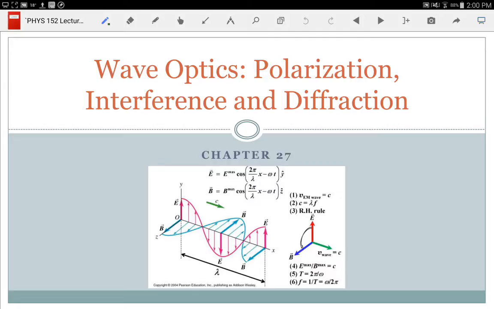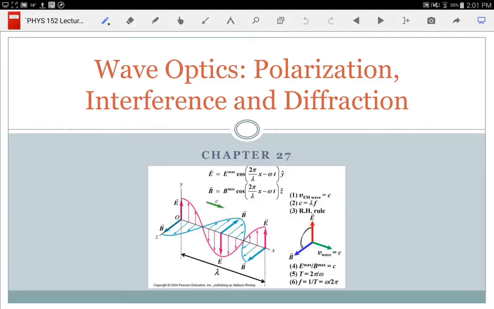So in class yesterday, we talked about thin film interference. That can only happen if you have a wave. That's light is a wave. So here, my introduction slide, I have a picture reminding us that light is an electromagnetic wave. It has electric and magnetic fields that oscillate.